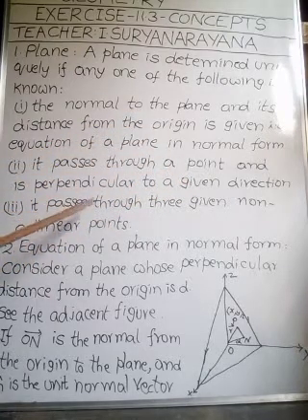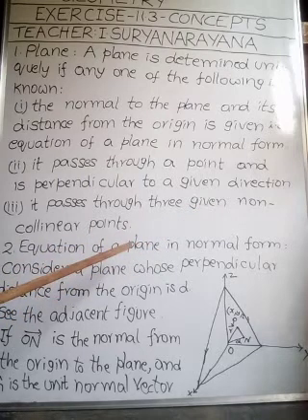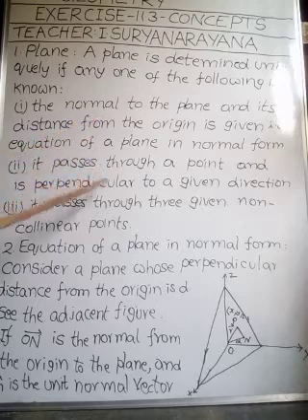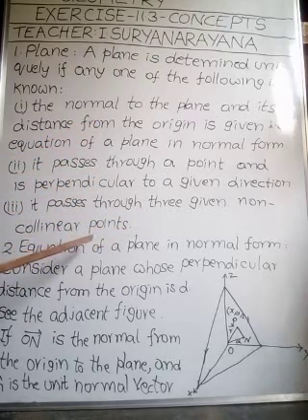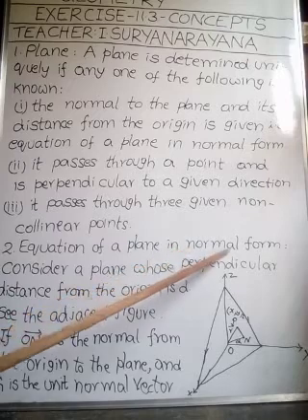When the plane passes through three given non-collinear points, in this case, we write the equation of the plane. This is the third case. We have to write the equation of a plane in these three cases. Okay, my children. Right. Understood these points, my children? Right. Now come to the second point: equation of a plane in the normal form.